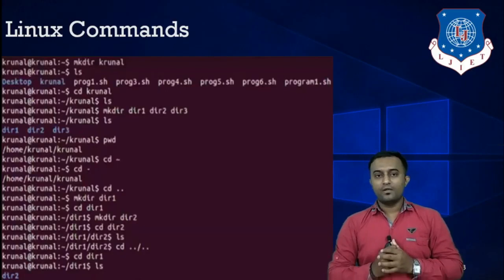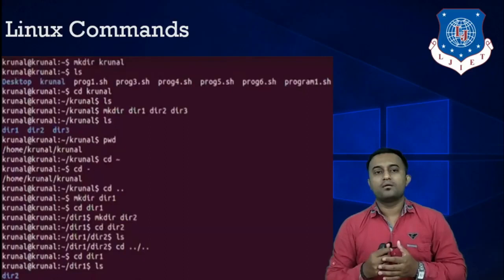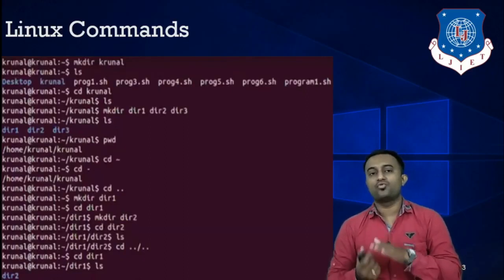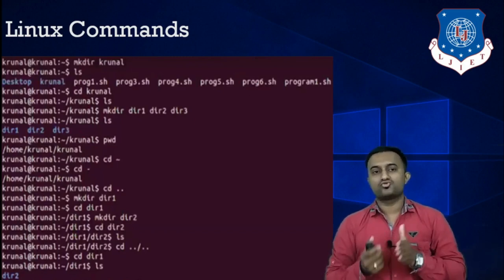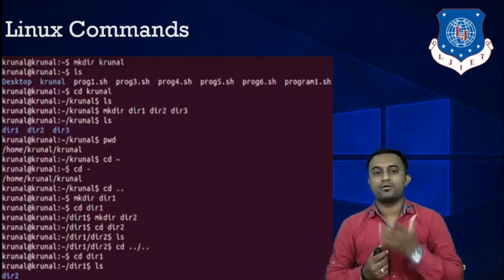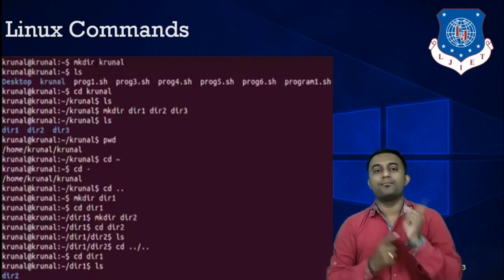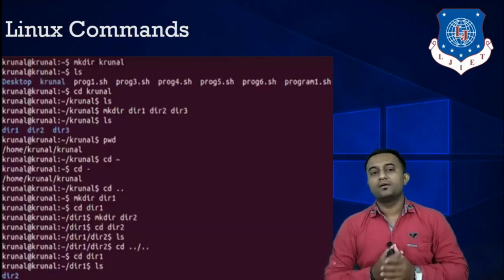Okay, fine. Then if you want to come back one level up, it means right now I'm in Kunal and I need to go to the superior directory, or we can say one level up. So I need to fire this command: cd space dot dot. If you fire this command, you will go one level up. So now we are in the previous Kunal directory.